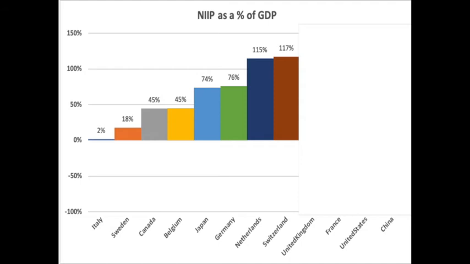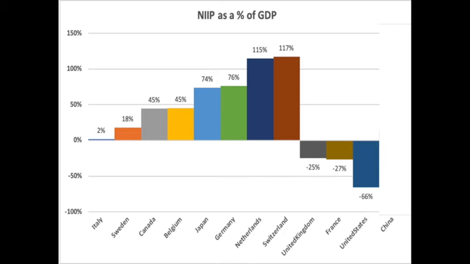Switzerland, really fascinating that they're 117%. And we know that Switzerland is basically a nation where they really respect the value of currency and they don't like debt. I don't like debt either. I don't run any debt myself. Oh, look at this. My gosh. England, United Kingdom, negative 25%. France, negative 27%. And the big elephant in the room, the United States, negative 66%. In other words, foreigners own more assets in America than Americans do. It's really wild when you take a look at this.